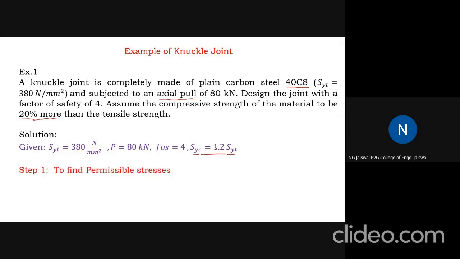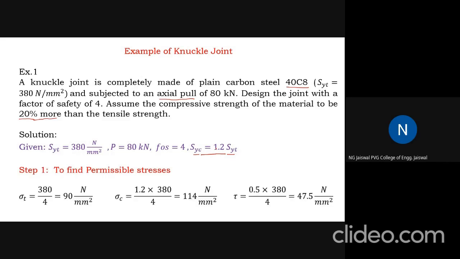And therefore, very first step will be to find the permissible stresses. Permissible stresses will be given by this sigma T permissible. Suffix is not mentioned here, but you can just assume that here I am writing permissible for all the cases. So sigma T permissible is 380 by 4, that is 4 is factor of safety. So it becomes SYT by factor of safety, 95 Newton per mm square. Sigma C, that is permissible compressive stress, is 20% more. So 1.2 times 380, that is 1.2 times SYT divided by 4, it becomes 114 Newton per mm square.